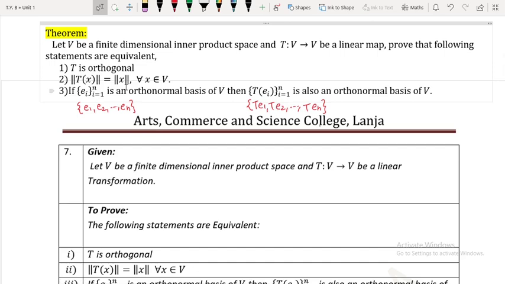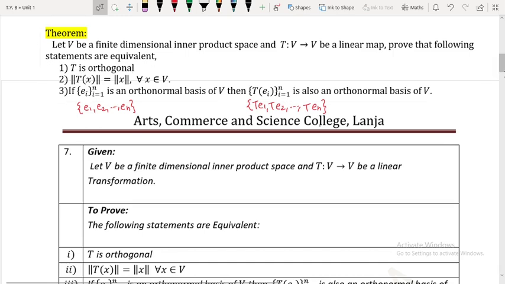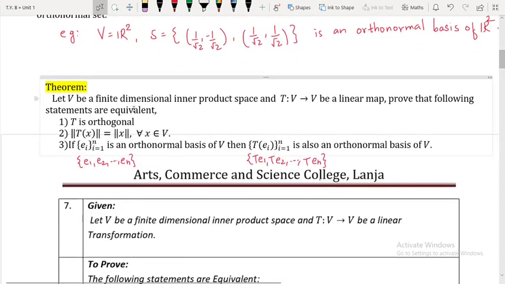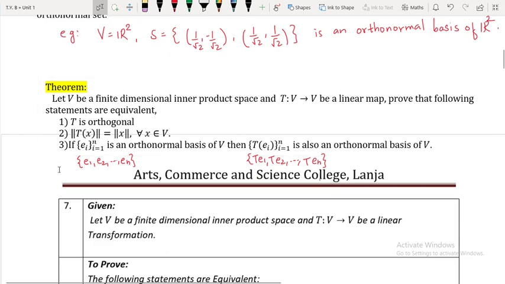Okay, and the other way around also: if you want to show T is orthogonal, and you find the condition of orthogonality, this condition, difficult to show, then we will use which one? This one, the second one, that is norm of T of x is equal to norm of x for all x belonging to V. Even if this happens, then we can say that T is orthogonal. Okay, now we have to prove all these three statements are equivalent.